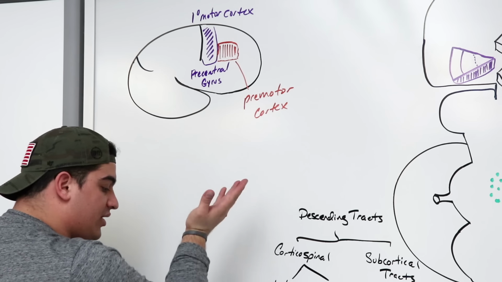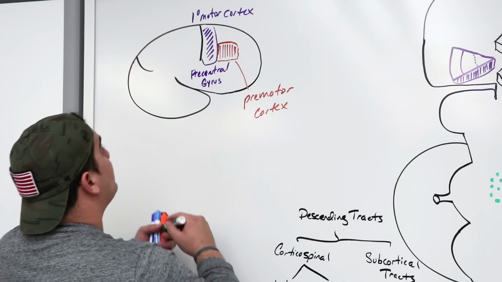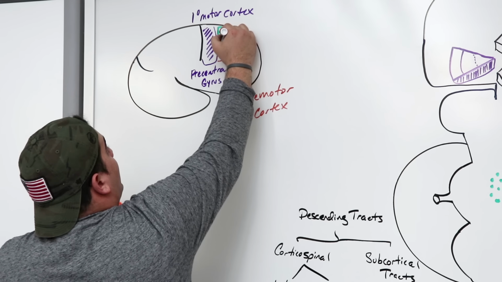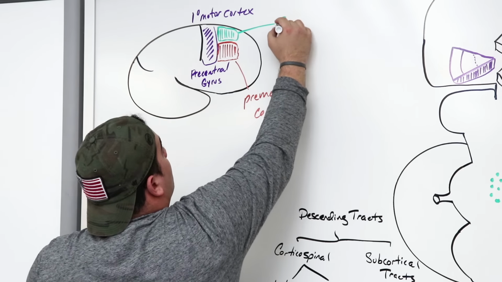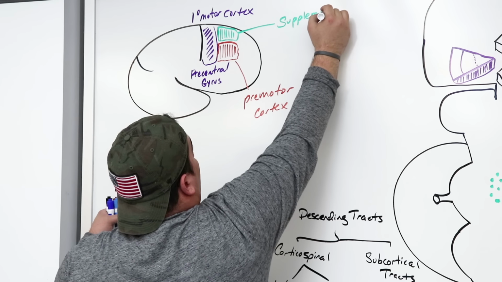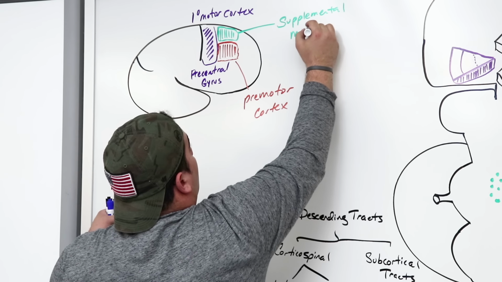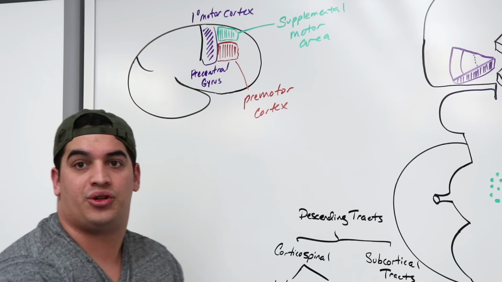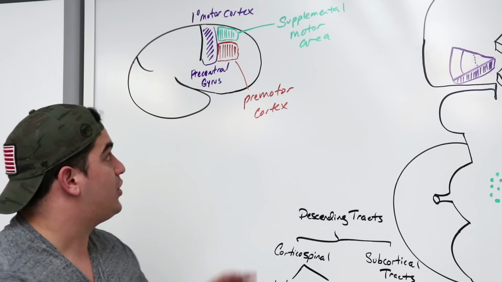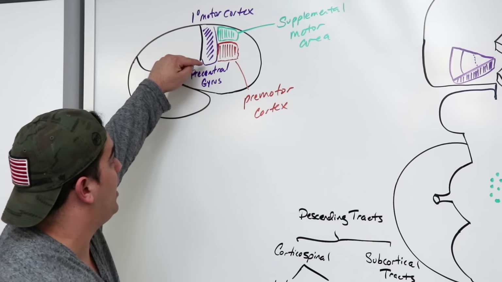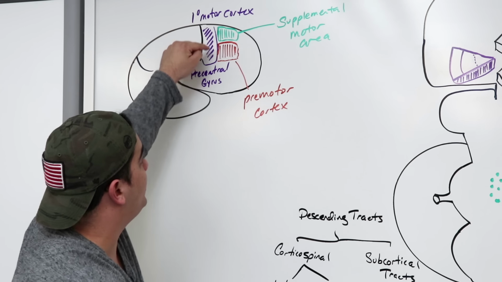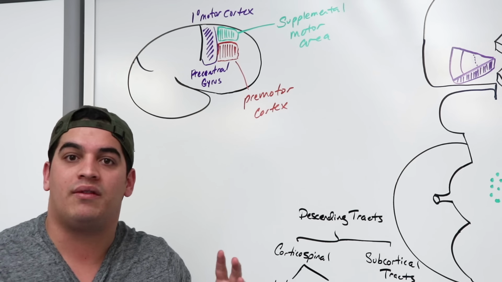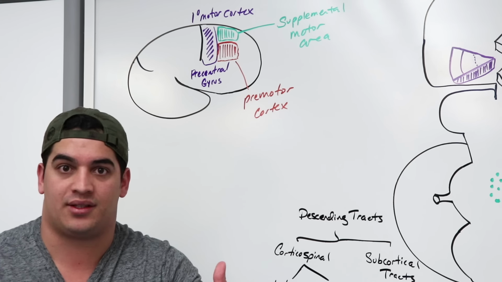There's another one just a little bit superior to that. And this one right here is called the supplementary, the supplemental motor area. Okay? The supplemental motor area is also associated with certain types of motor movements. So far we have three different areas. We have the actual primary motor cortex on the precentral gyrus, the supplemental motor area, and the premotor cortex. All of these guys are going to help us to be able to initiate the movements.